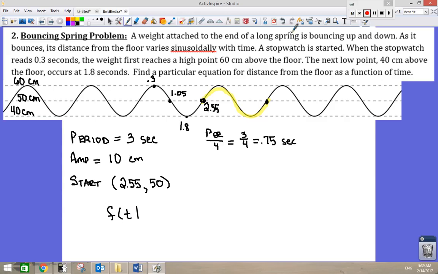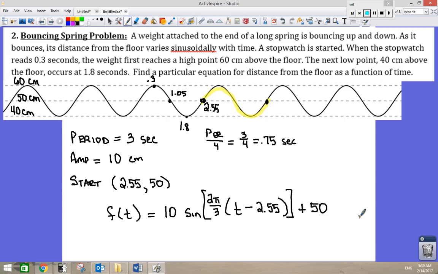So the spring bouncing up and down is a function of time. The amplitude is 10. The period is 3. We're starting to the right, so that's subtraction, because it's kind of bizarre on the behavior in the domain. And then the center line is 50. So here is our equation. I hope that helps, and I'll talk to you later.